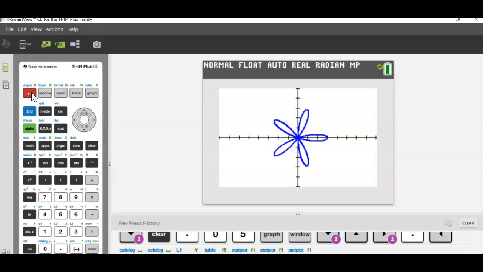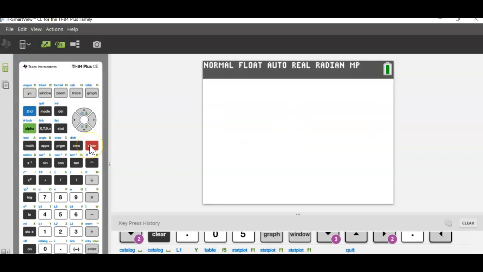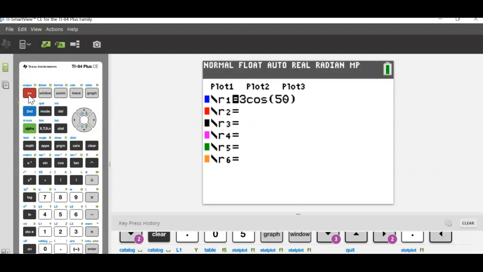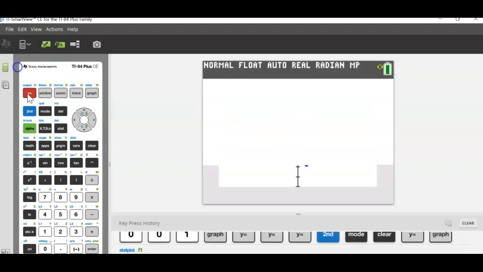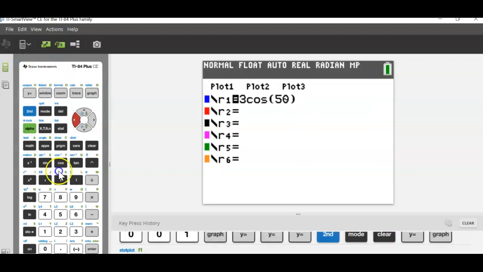Let's go to the y equals. What are you doing? Oh no, it's frozen. Oh, it's still going. That's why. Here we go. So if we did 3 cosine 5 theta, okay, it's still going to do it. Let's turn it off, and then we'll turn it back on.